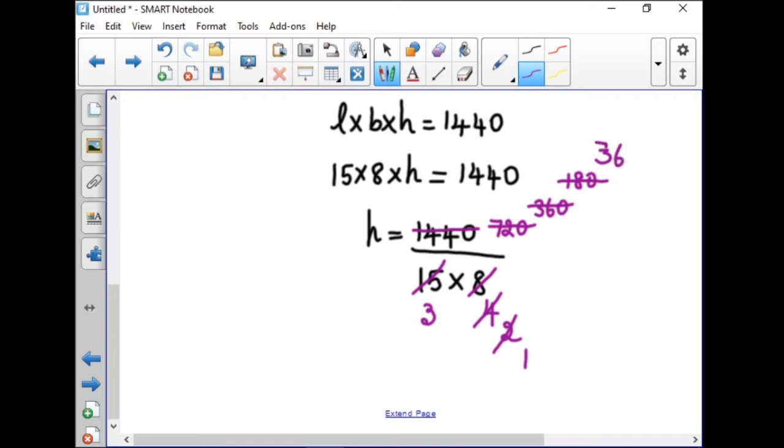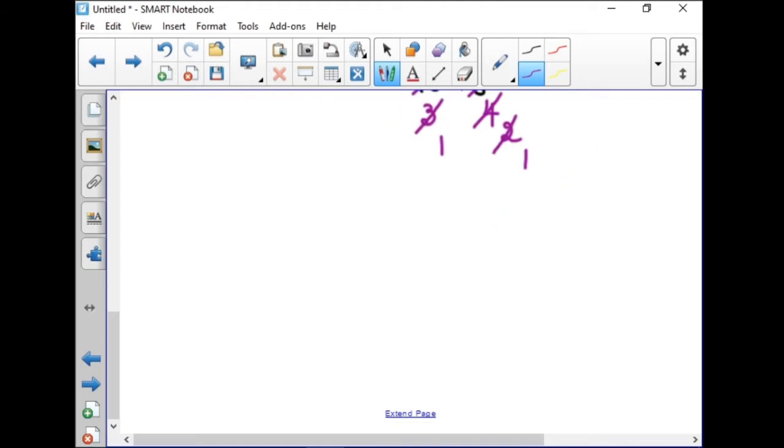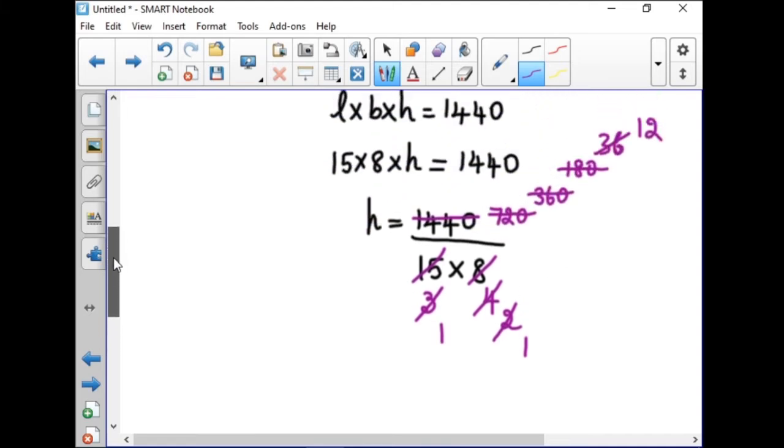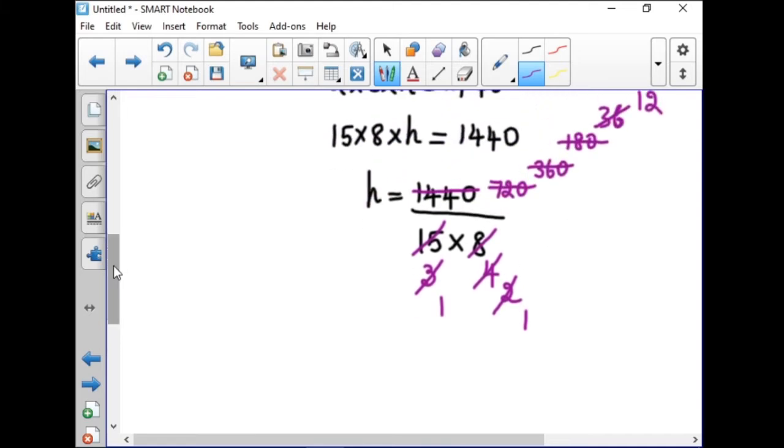So the answer is 36 here. Okay. So again 3 table. 1 3 is 3. So here you will get 12. Therefore height is equal to h. H is equal to 12 meter.